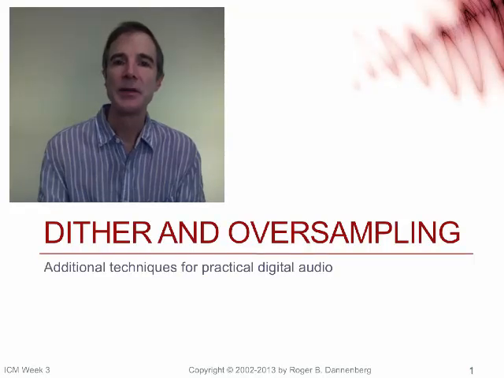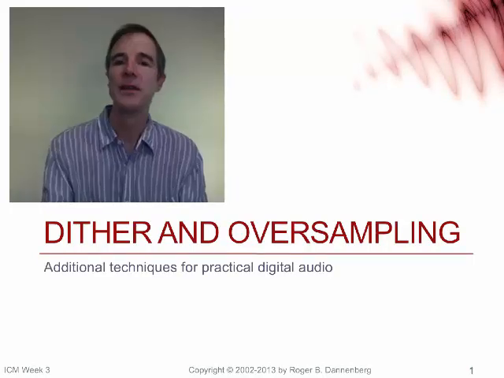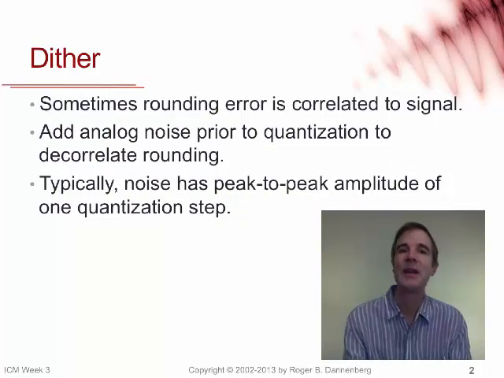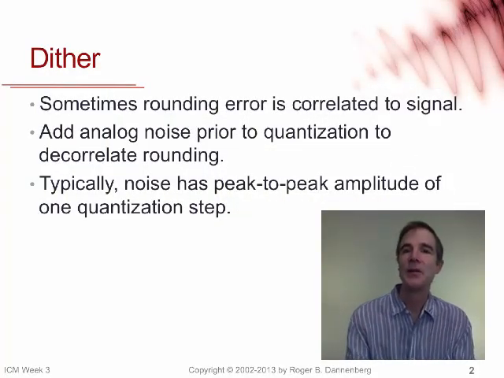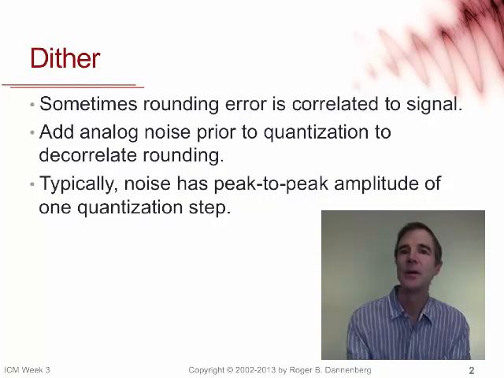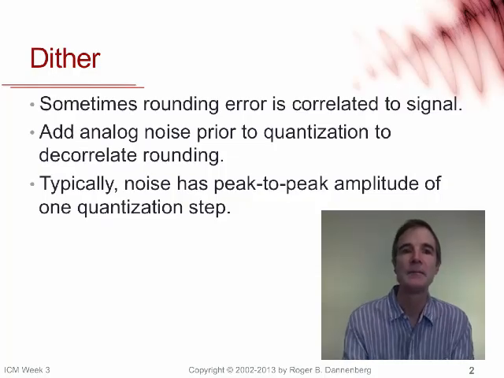We're going to talk about two more sampling techniques, dither and oversampling. First, dither. Sometimes rounding error is correlated to signals. We heard that with the very low bit rendering of a sine wave where we started to hear harmonics.